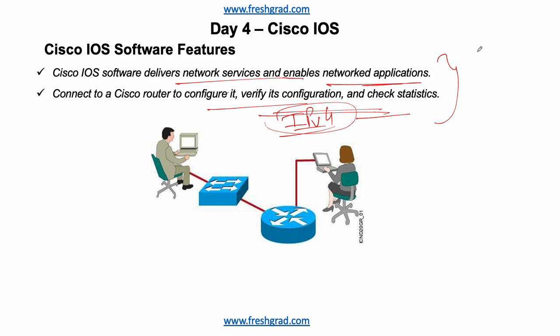So in a similar way on Windows, you run applications, right? Microsoft Office or any other application, and you can install Google Chrome or Safari or Mozilla to access the internet. So similar way, with Cisco IOS, you can enable the networking applications as well.